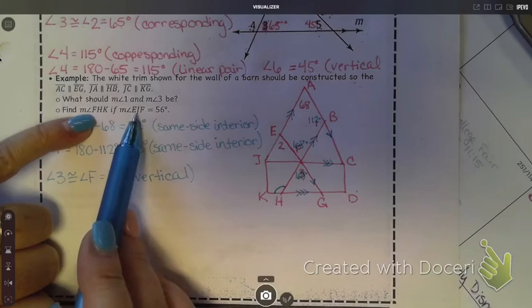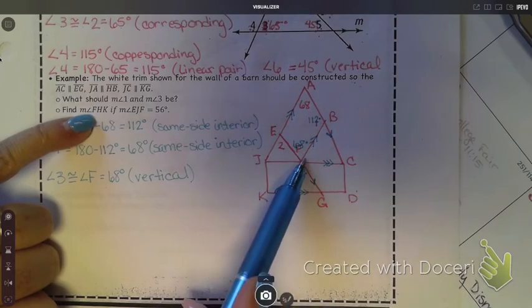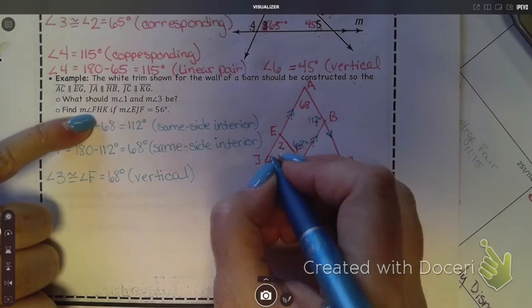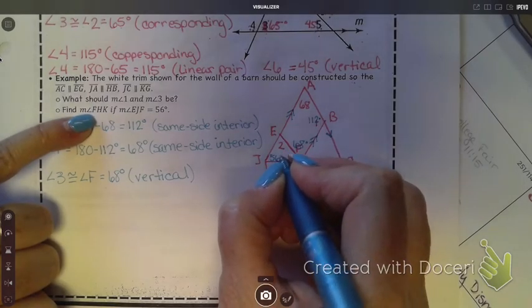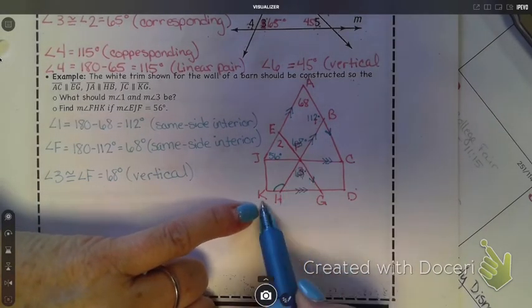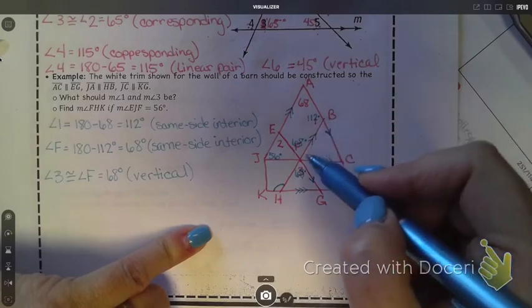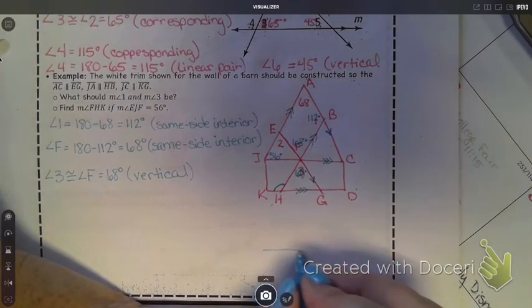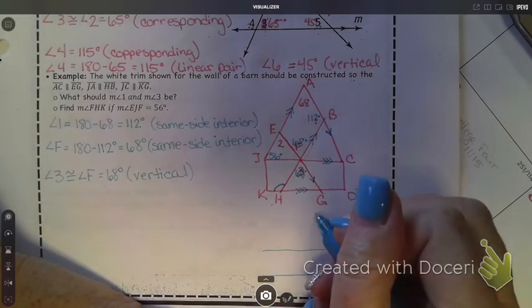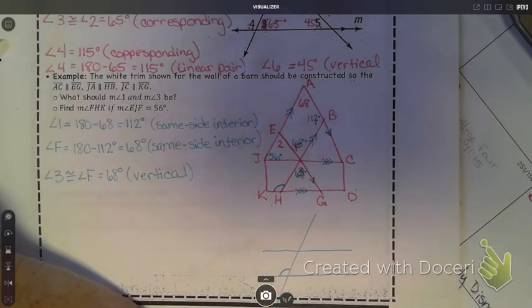EJF, so right here is 56. So FHK is involved with these two parallel lines and this transversal. Yes? So sometimes I might do this and say this is what I want. You see what I'm doing? I'm cleaning my picture up, aren't I? But I've got to fill in what I know.